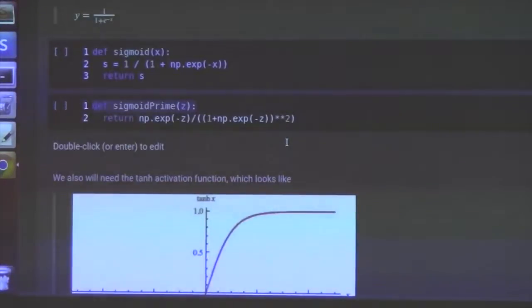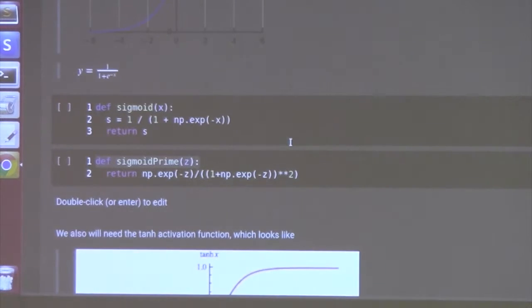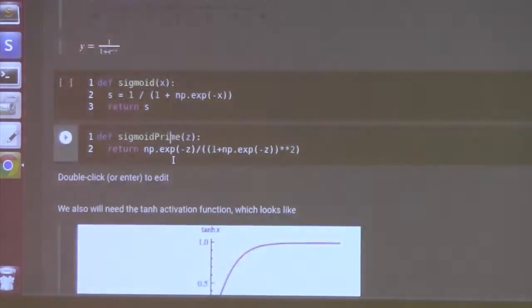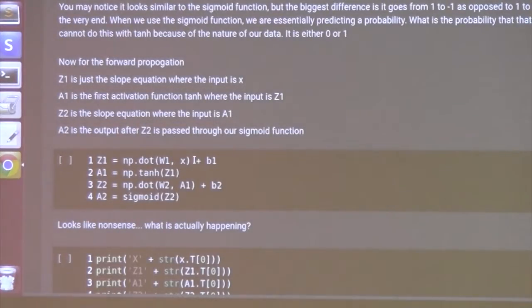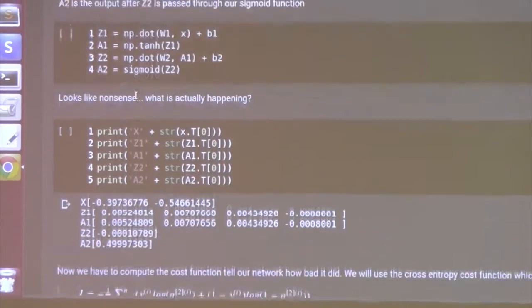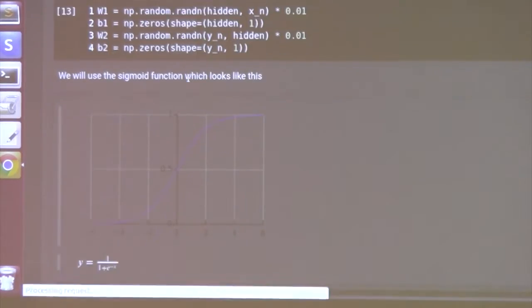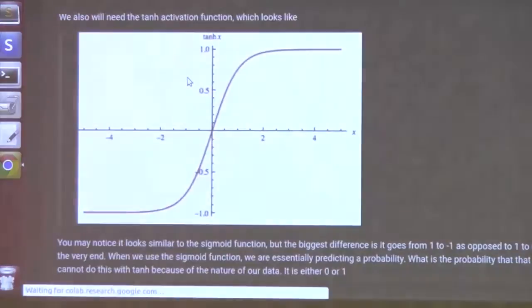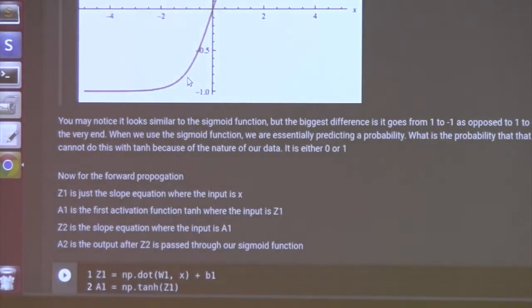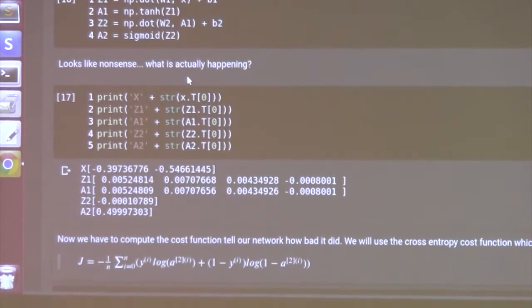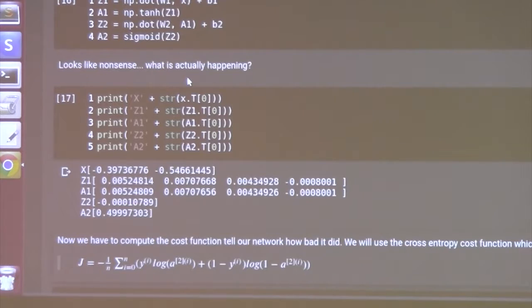Okay, so if we go back up, we declared our sigmoid function, our activation function, and our sigmoid prime, the derivative of our sigmoid function. So we're going to multiply these together, and then we're going to run these, and this will essentially be what our output looks like.